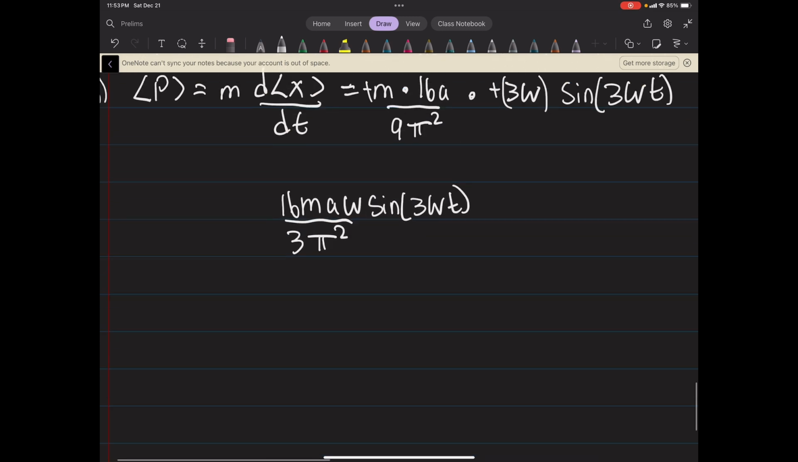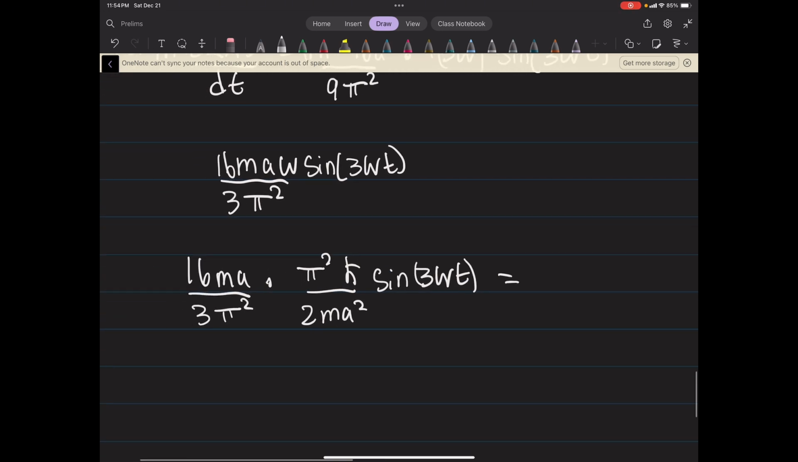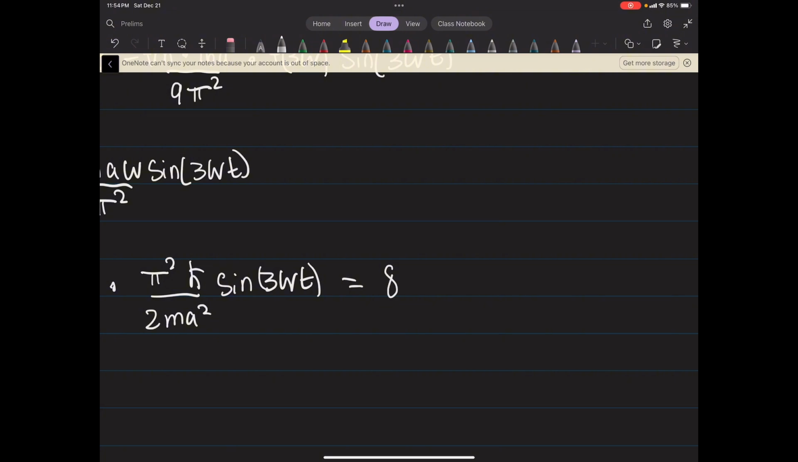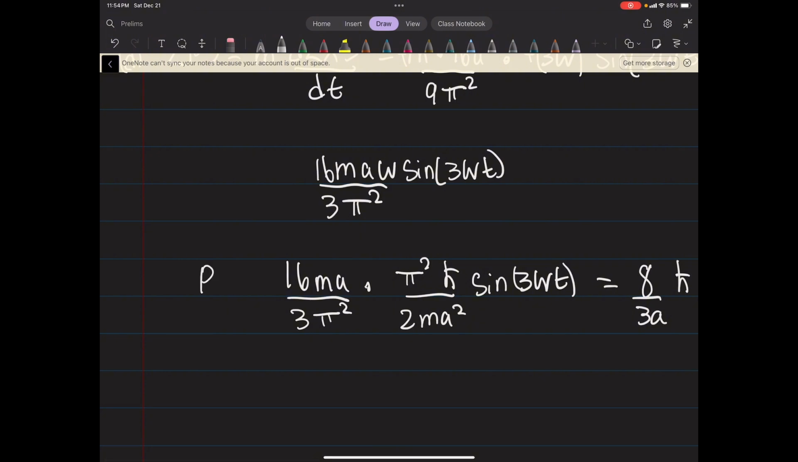And of course, if you wanted to, you could plug in what we know for omega. So 16 ma over 3 pi squared times our pi squared h bar over 2 ma squared times sine of 3 omega t, which, if you do that, simplifies nicely to 8 over 3a h bar sine of 3 omega t. So that's our expectation value for momentum. And then finally, and again, these parts are much easier.